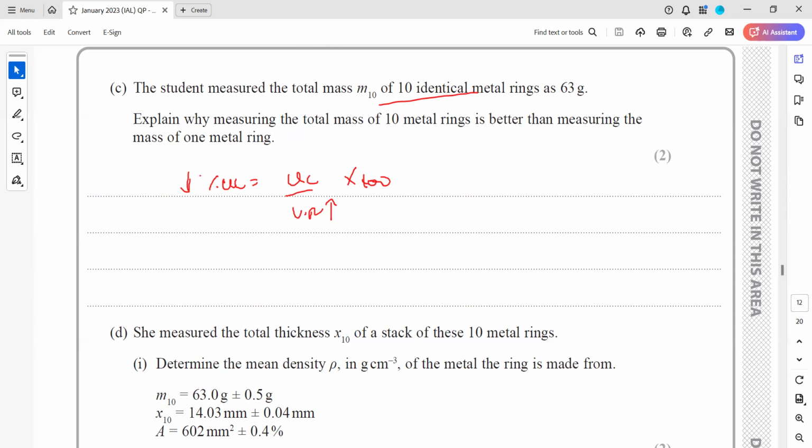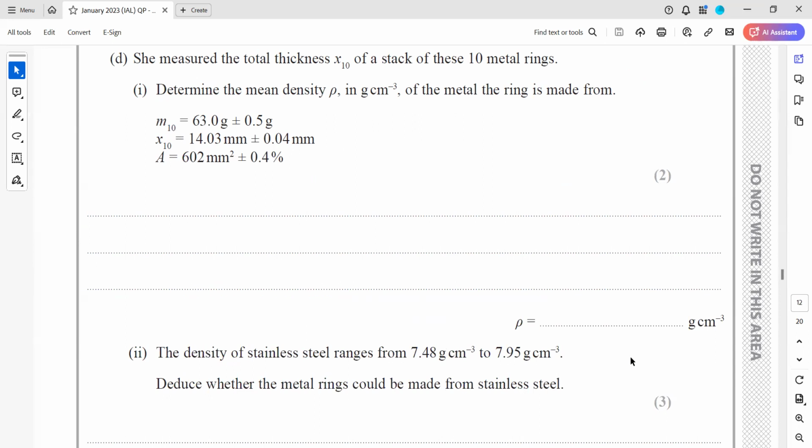Even if we record a single measurement or 10 measurements, the uncertainty will be the same, as we are using the same instrument. But as we record a greater value, this reduces the percentage uncertainty in the mass. Uncertainty changes if we change the apparatus.